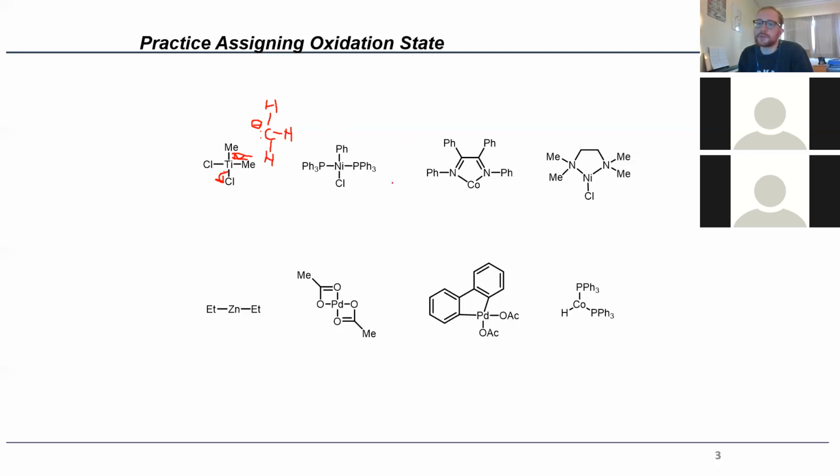Okay, and now for this nickel complex, we know that the phosphine ligand, since when we dissociate it, it gets back its lone pair, has a formal charge of 0.